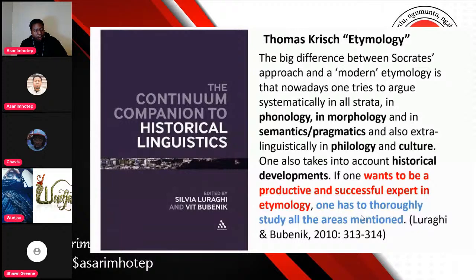And that was the exercise that I had y'all do throughout this program, and also extra linguistically. So remember, the phonology and morphology and semantics, pragmatics, those are all the linguistic criteria. So now we're going outside of linguistics, and we're going into, he says, philology and culture, and one also takes into account historical developments. If one wants to be a productive and successful expert in etymology, one has to thoroughly study all the areas mentioned, right?